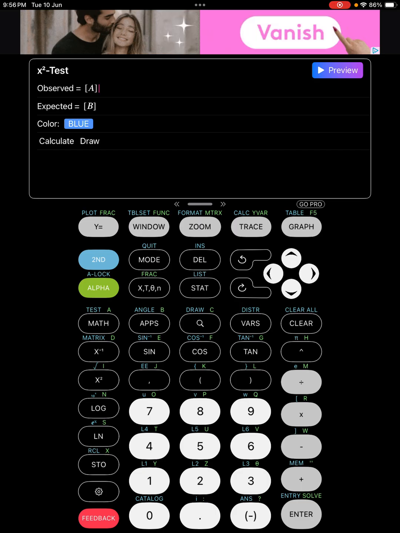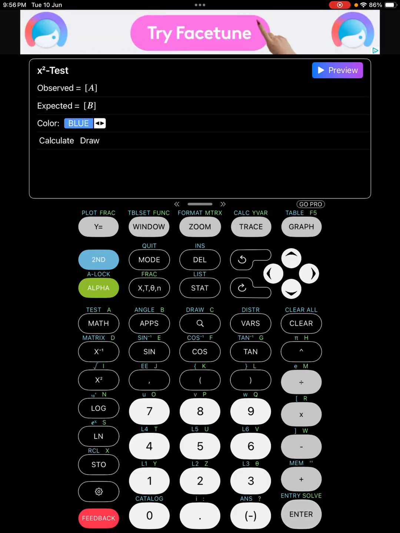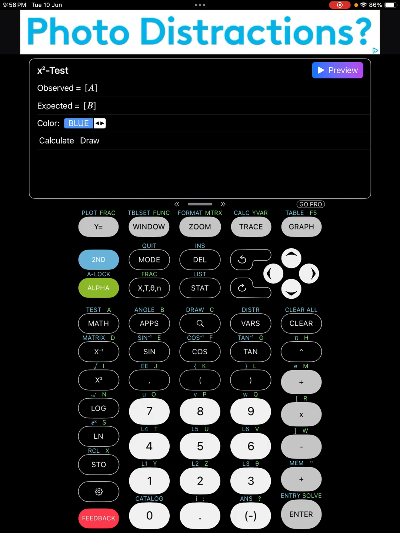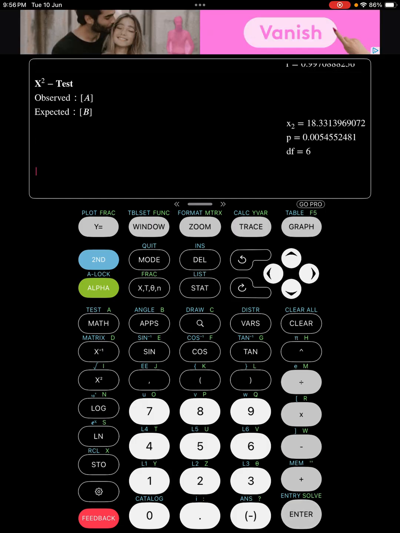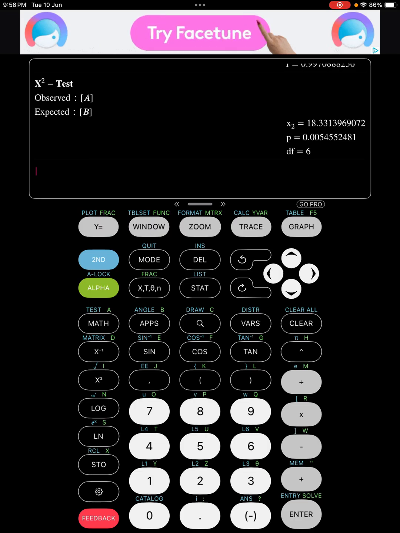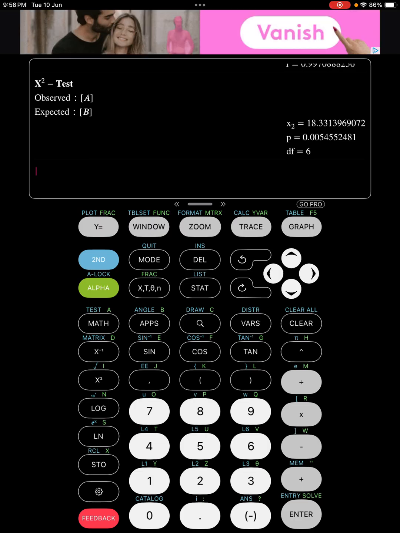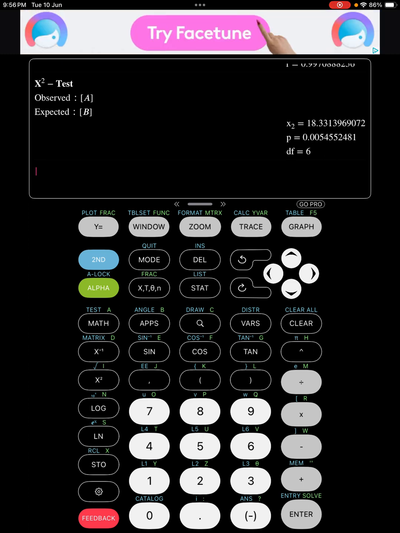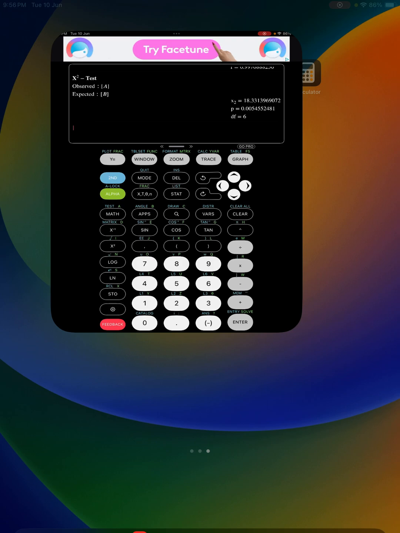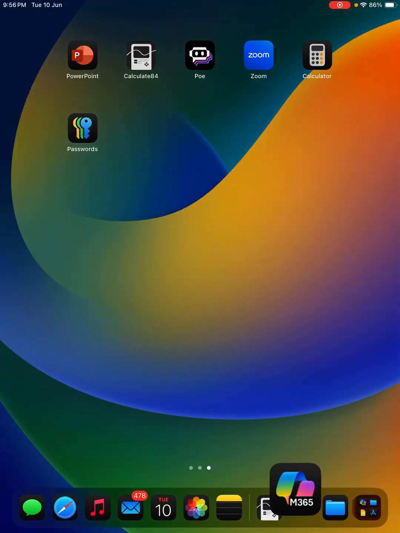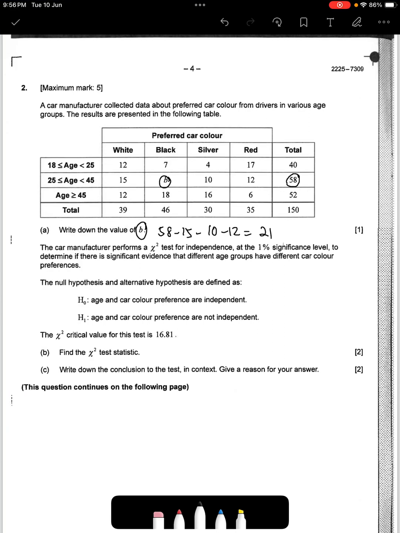So you just need to press enter all the way, then go to calculate, and there we go. You got a p-value, and you got a chi-square value, which is the top value, which is 18.3. Again, I'm going to round this to 3SF. Since they are only asking for the chi-square test statistic, this will be 18.3.